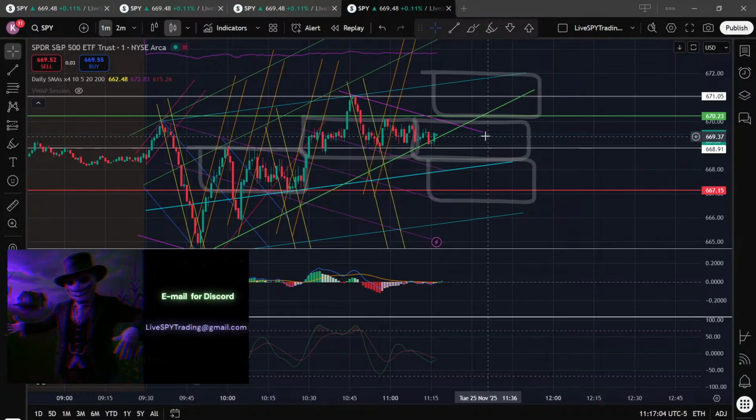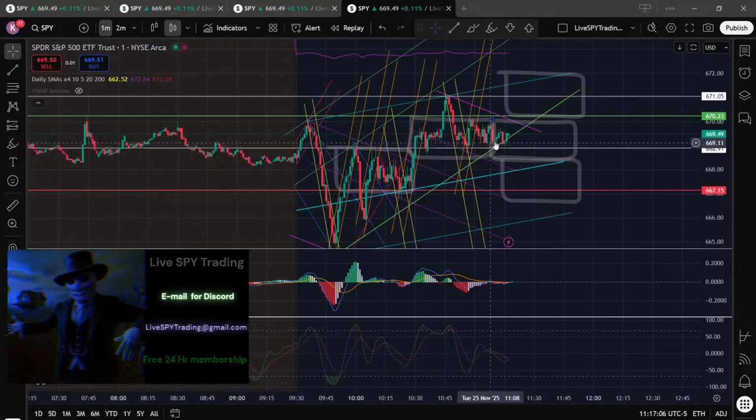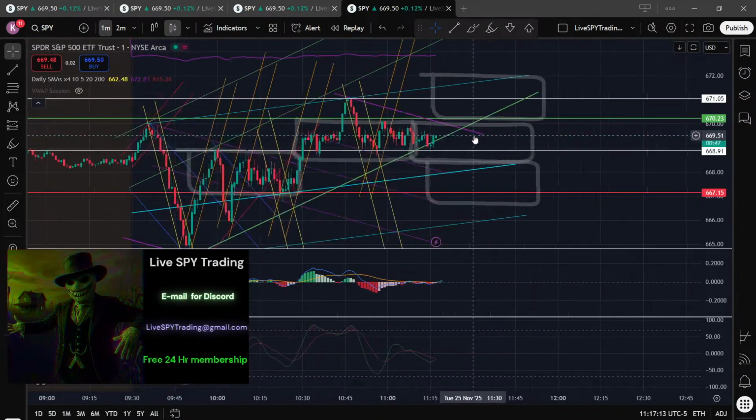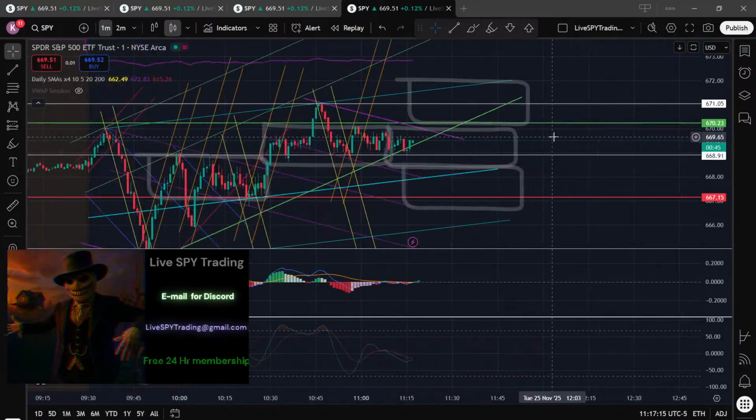Don't get involved until we break this liquidity box. You see we're in a range, right? Clearly we're in this range. So don't get involved until we break this liquidity box. Simple.